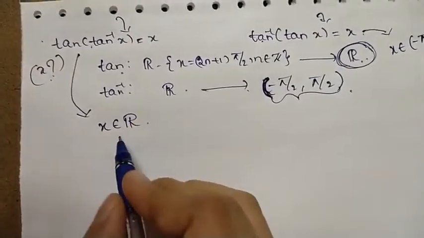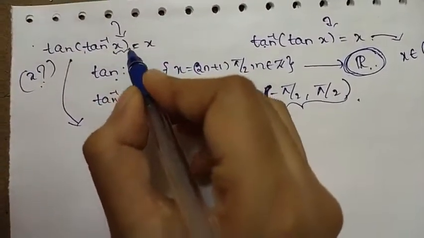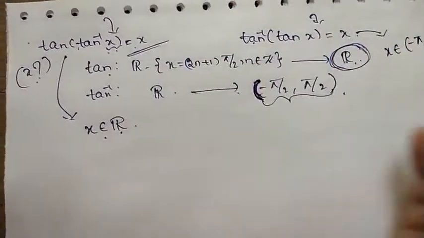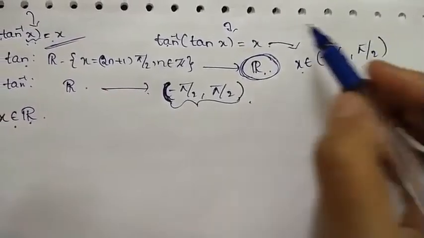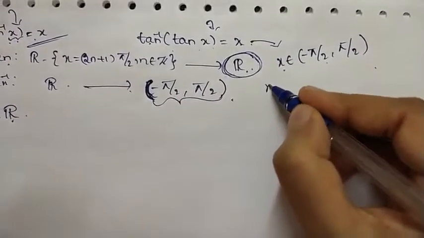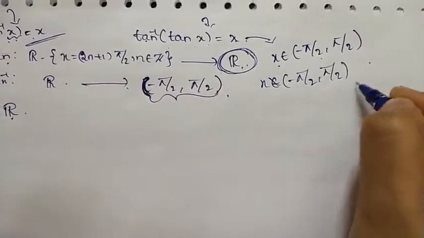Now here, since x belongs to the set of all real numbers, whatever the value of x might be, tan of tan inverse x is equal to x itself. Now suppose x belongs within this interval, then tan inverse of tan x is equal to x itself. Suppose x does not belong within this interval, at that time what?